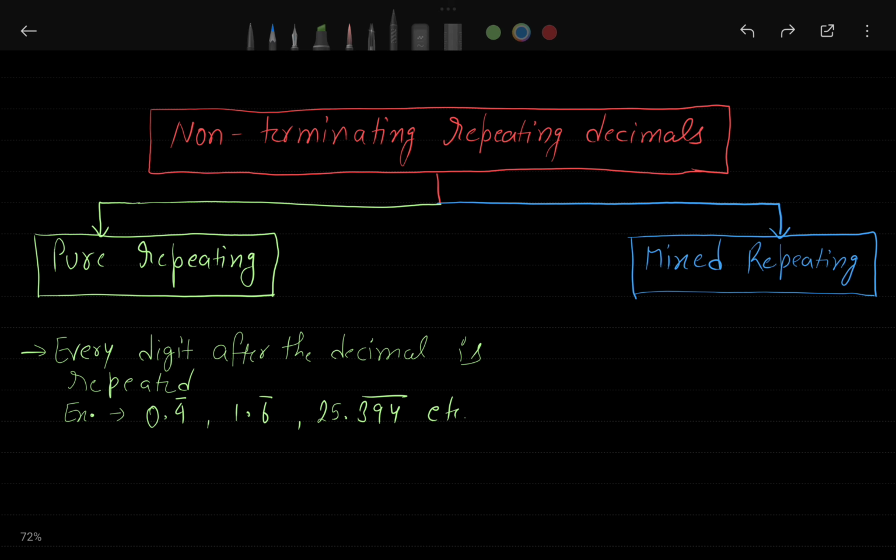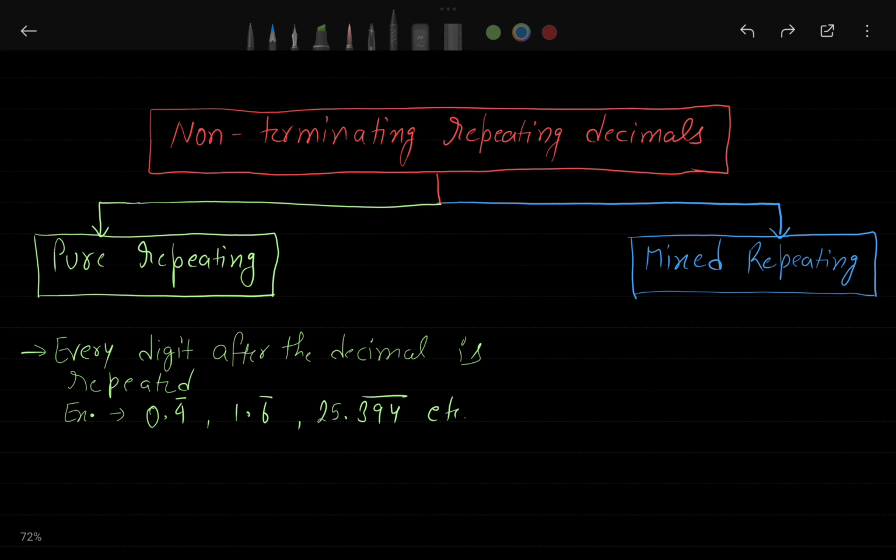Again 1.6 bar. There is only one digit after the decimal, that is 6, and the 6 is being repeated infinitely many times. In the next example, you can see that there are 3 digits after the decimal, that is 394. Now all these digits, that is 394, are being repeated. So this is also an example of a pure repeating decimal number.